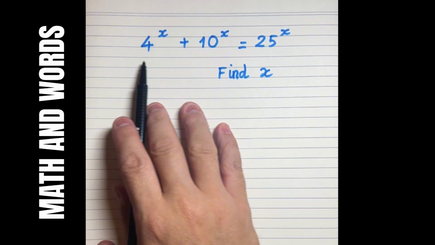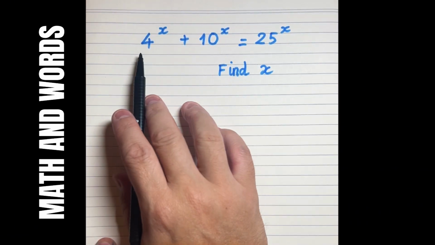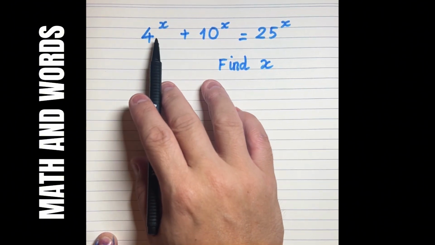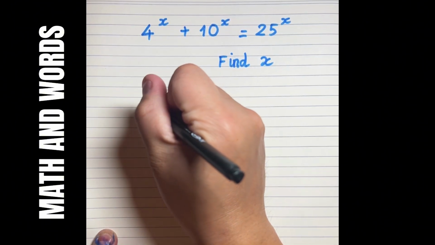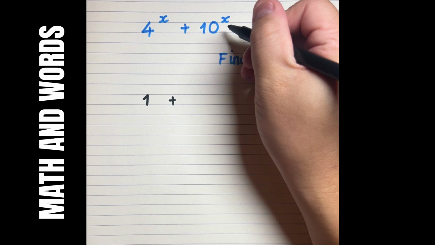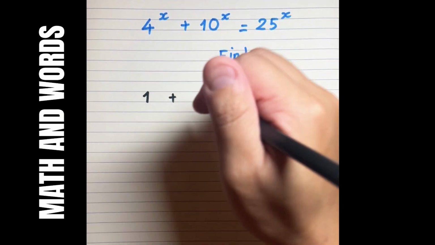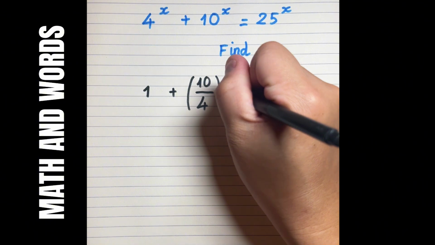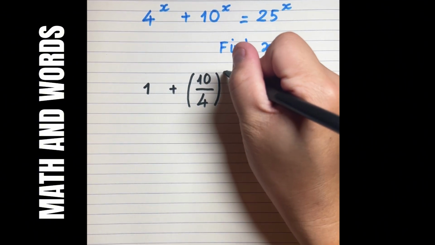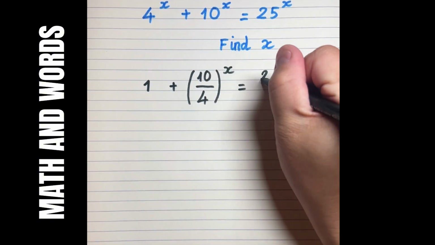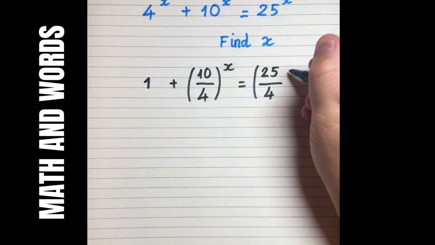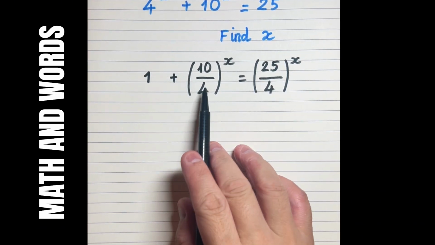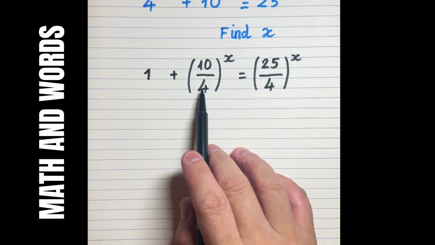What I'm going to do is divide everything by 4 to the power of x. I eliminate one term with the power of x. Now I have 1 plus (10/4) to the power of x. Similarly, I have (25/4) to the power of x. Now we can simplify 10 over 4 to become 5 over 2.